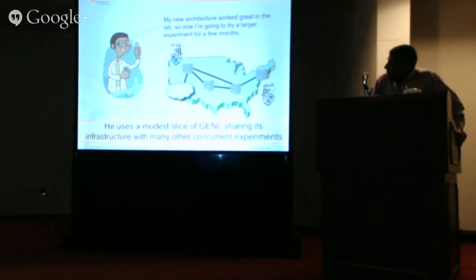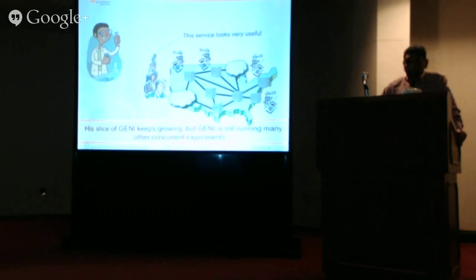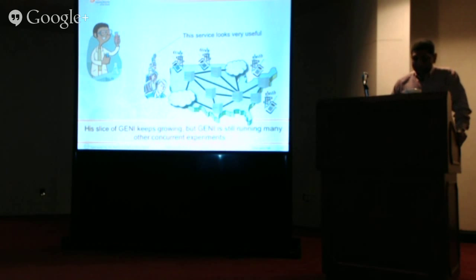So he starts off, he runs this experiment. People hear about it, they like it, they use his experimental service, and he needs more resources. So he decides to grow his slice, add more resources, so he can support more users, gets more base stations, more compute resources, and everything looks great, people are happy, he publishes.